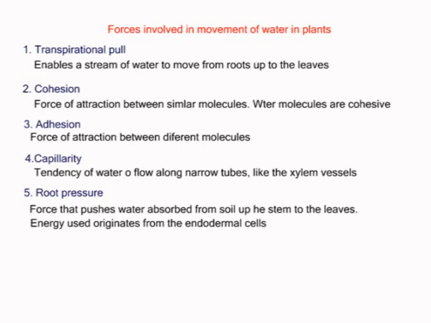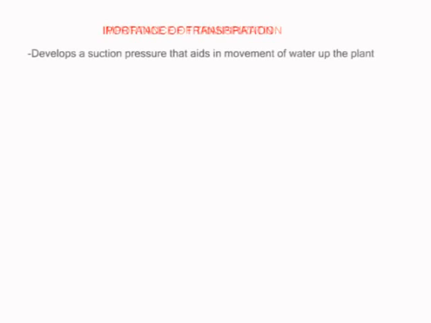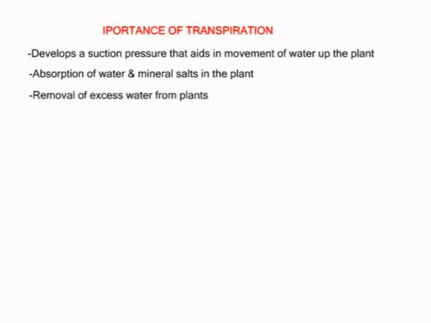So after all this, is transpiration really important? Yes, it is. Why? Transpiration is important because it develops a force or suction pressure that contributes in moving water up the plant. It also leads to absorption and distribution of water and mineral salts in the plant. Transpiration also causes the removal of excess water from the plant. It brings about cooling the plant when water vapor evaporates from the leaf.